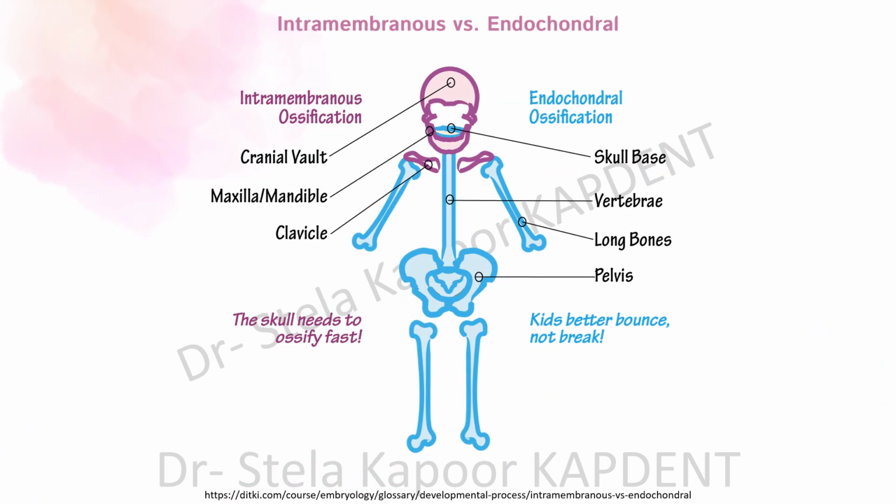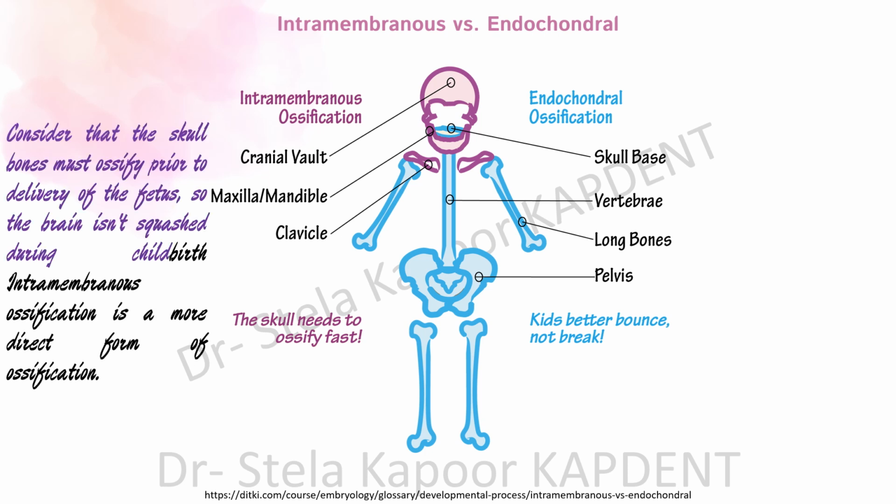I found this illustration on the web where they differentiate the sites of ossification. For intramembranous ossification, they use this memory aid: the skull needs to ossify fast, considering that the skull bones must ossify prior to the delivery of the fetus so the brain isn't squashed during childbirth, because the intramembranous type is more of a direct form of ossification.